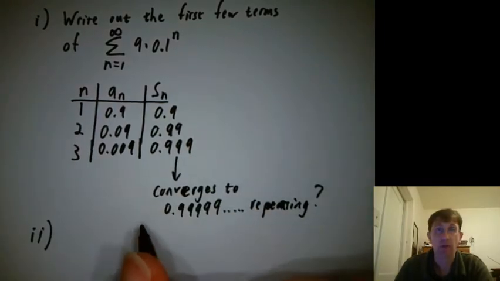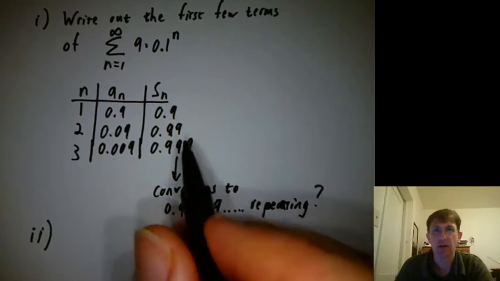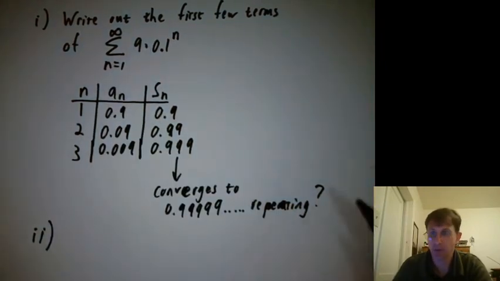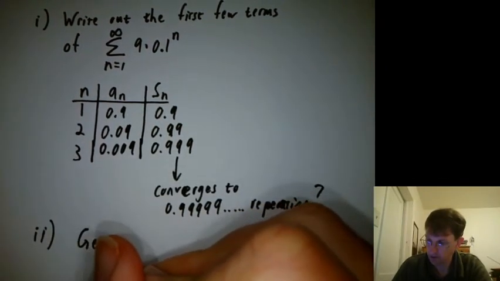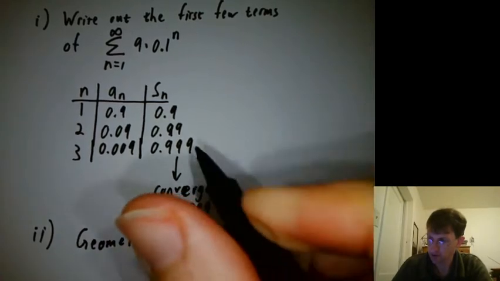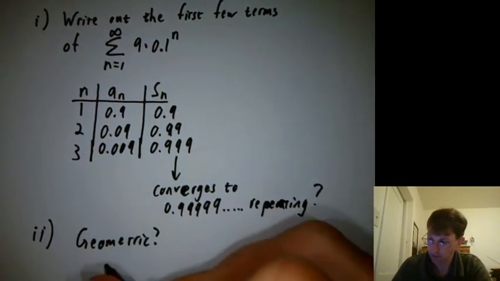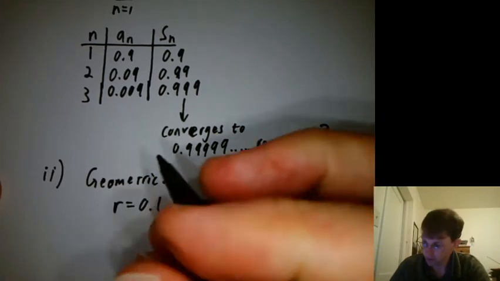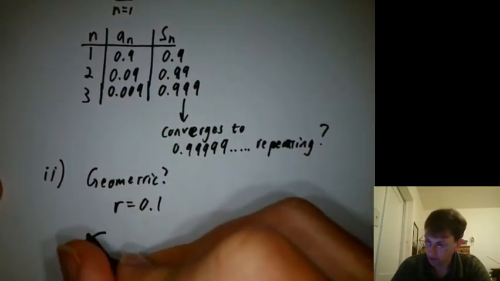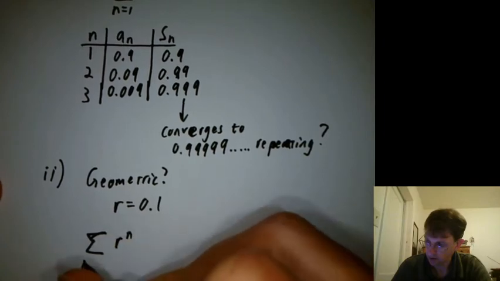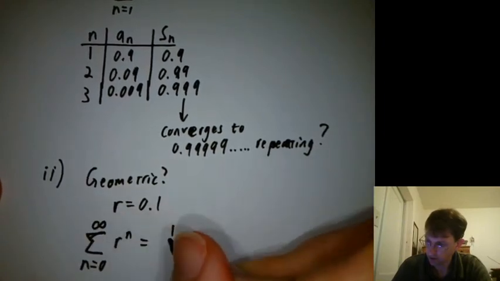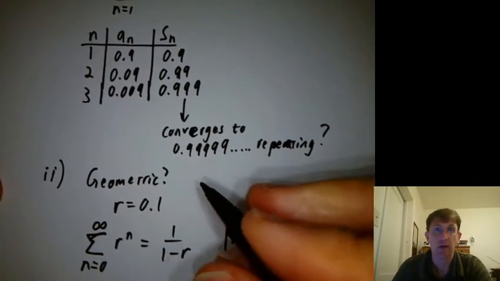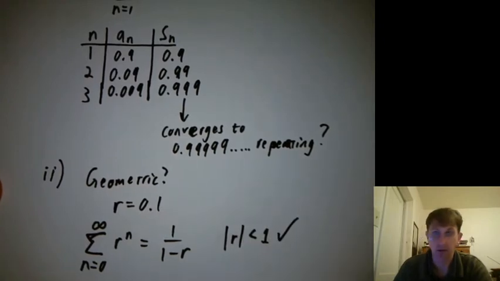And then part 2, what does the series converge to? Well, we know just from the numerical pattern it looks like that, but let's do some actual series math on this. Is this a geometric series? After all, it's got a constant to the n, so it looks like r equals 0.1. Our geometric series formula is the sum of r to the n, n equals 0 to infinity, is 1 over 1 minus r when the absolute value of r is less than 1. If r is 0.1, then yep, that's true, so we're good there.